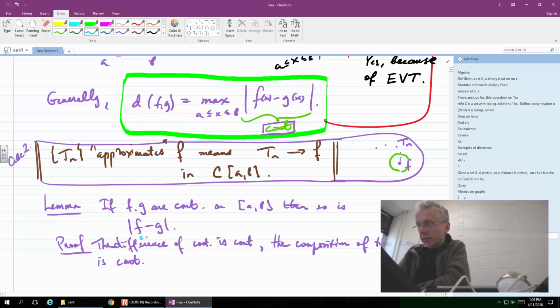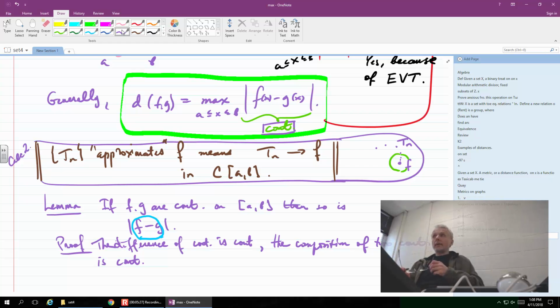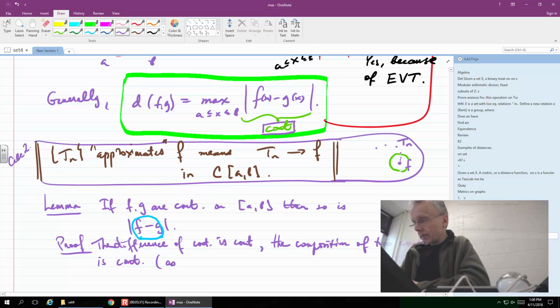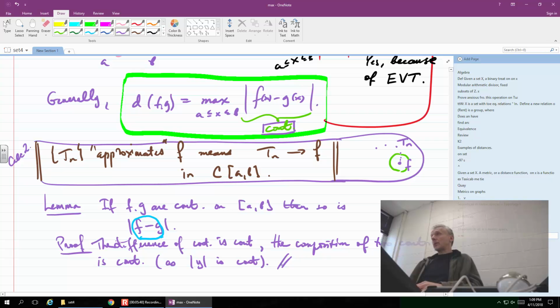So this is f, this is g. Take the difference. This is the first one. And then the last step is what? The other function is the absolute value, which you know to be continuous. And so the two algebraic properties of continuity come into play here.